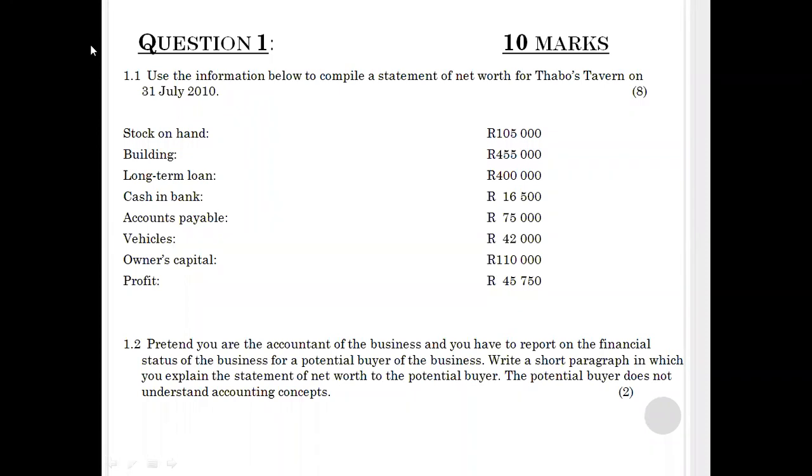So there was stock on hand, building, long-term loan, cash in the bank, accounts payable, vehicles, owner's capital, and profit. Right, so I'm going to move between this slide and the next slide where the answers will be. If we look at the first one, we're going to draw up a statement of net worth, and the first one is stock on hand of 105,000. Right, so go and check.